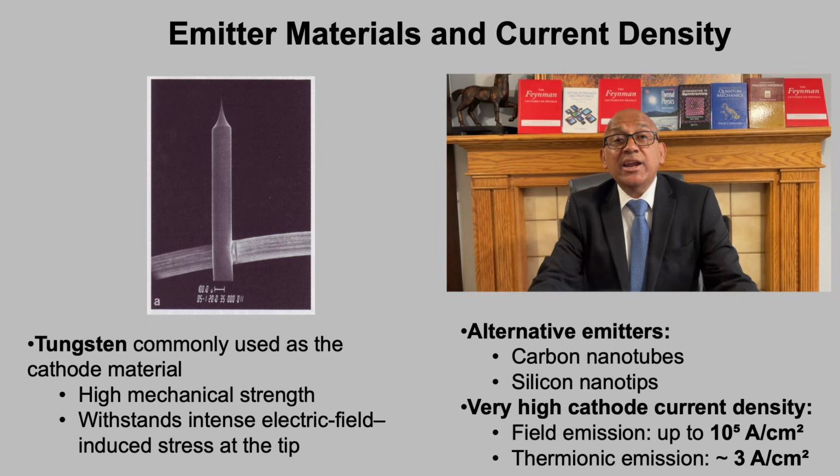One of the most important consequences of cold field emission is the very high cathode current density that can be achieved. Using a field emitter, current densities as high as 10^5 amperes per square centimeter are possible. For comparison, a typical thermionic electron source produces a cathode current density of only about 3 amperes per square centimeter. This dramatic difference highlights why field emission sources can deliver much higher brightness and superior performance in high-resolution SEM applications.